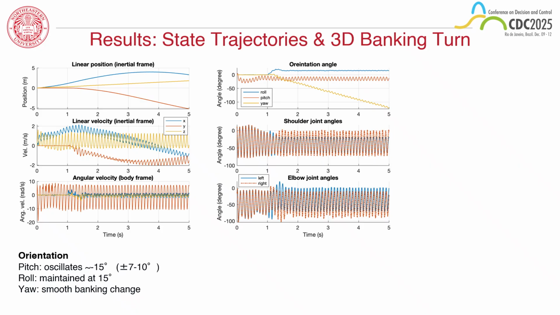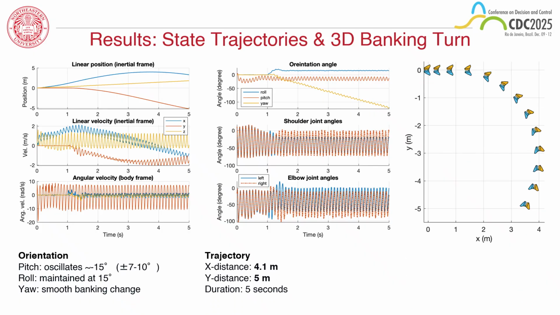On the right, we have a 3D trajectory visualization with snapshots of Aerobat at different time instants. Over the 5-second simulation, the robot covers 4.1 meters in the X direction and 5 meters in the Y direction. The key result here is that our collocation controller successfully regulates the actuators to achieve this smooth 3D banking turn while maintaining the desired orientation throughout the maneuver.